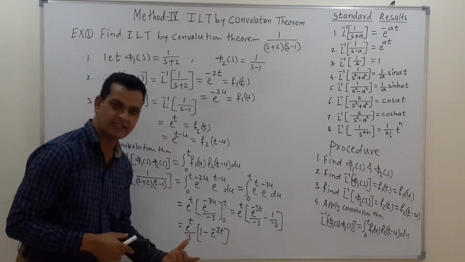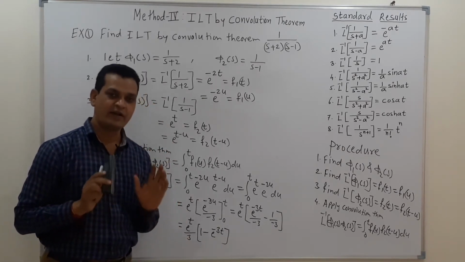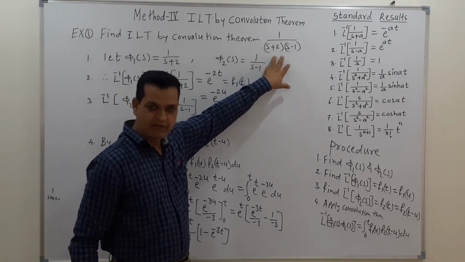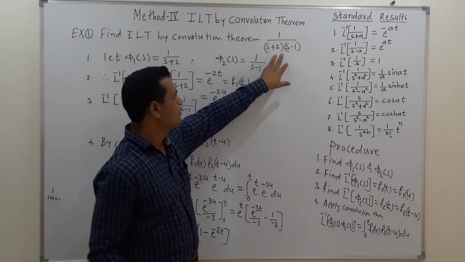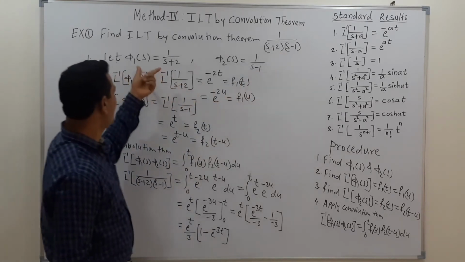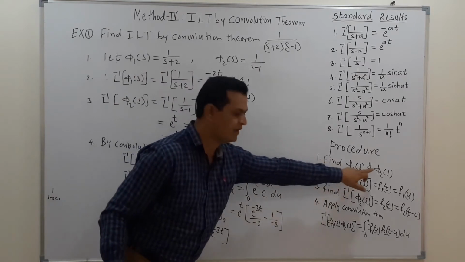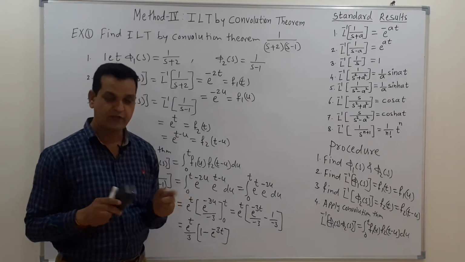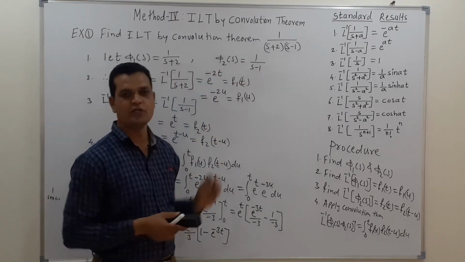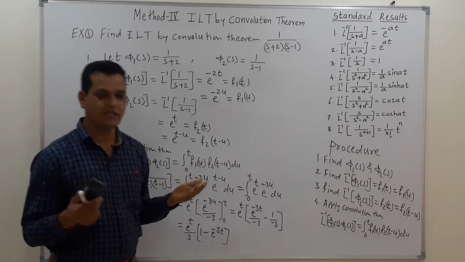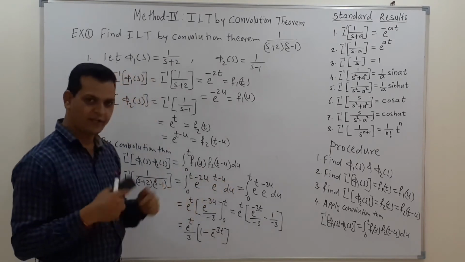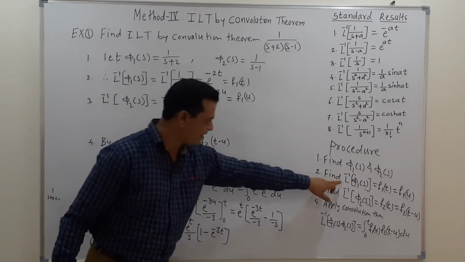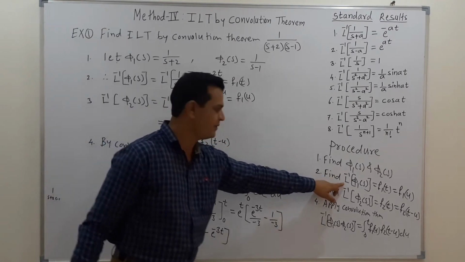So this is the first example. Let me once again revise this example. Whenever we are interested in finding the inverse Laplace transformation by convolution theorem, the very first step is to find out the values of phi 1 and phi 2, so that after taking the product of phi 1 and phi 2, we get the original term as it is. That means split the given equation into two parts, and after taking the product we get the original function as it is. The second step says to find out the inverse Laplace transformation of phi 1, which is f1 of t, and replace t by u.